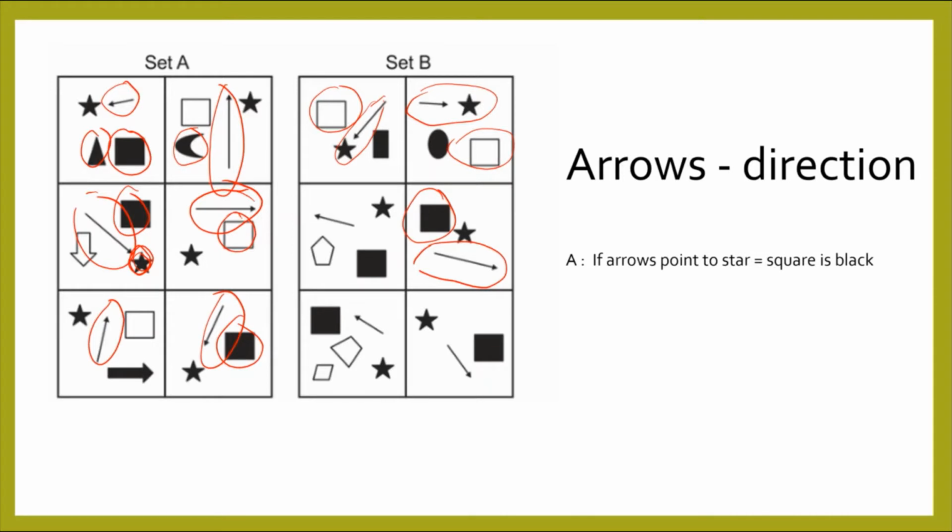So for set A, if arrows point to the star, the square is black, and for set B, if arrows point to the star, then the square is white. So whenever you see arrows, think of direction.